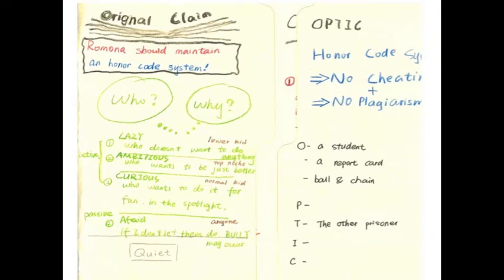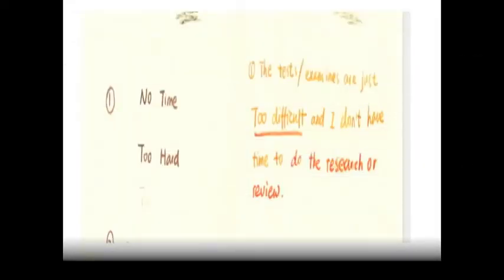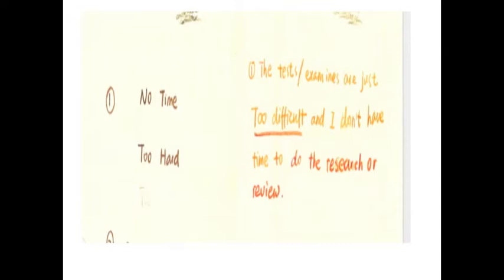And in order to help us figure out the counterclaim, we have to figure out who will disagree. Who, in this case, she has several, but we're going to look at the first one, which is a lazy student who doesn't want to do any work. So there is your first part of identifying the counterclaim. So the counterclaim here is there's no time, it's too hard, and the reasons would be the tests or exams are just too difficult and I don't have time to do the research or review for this task.